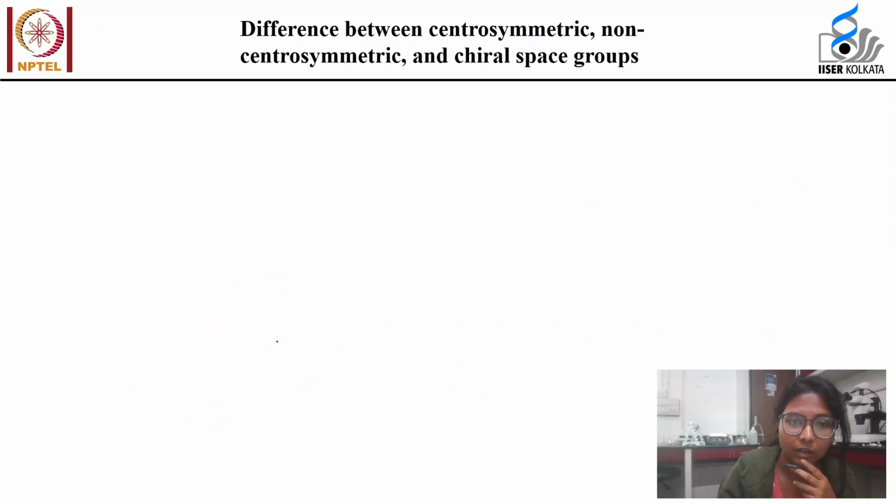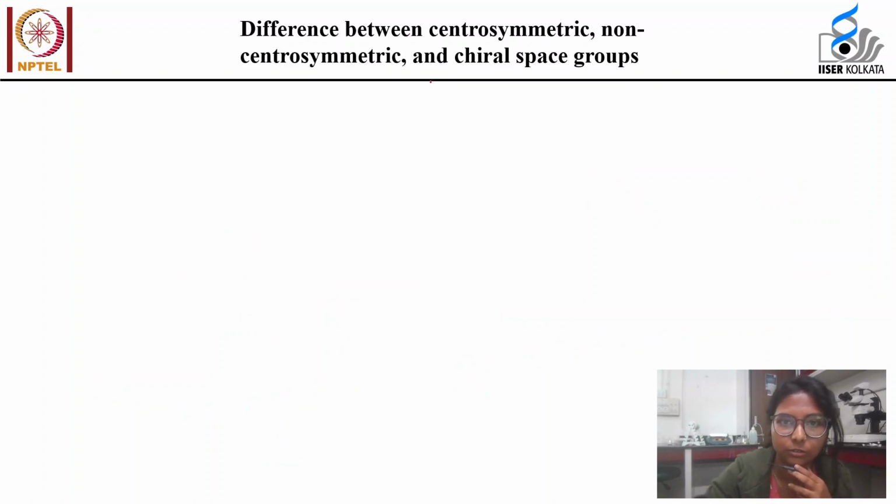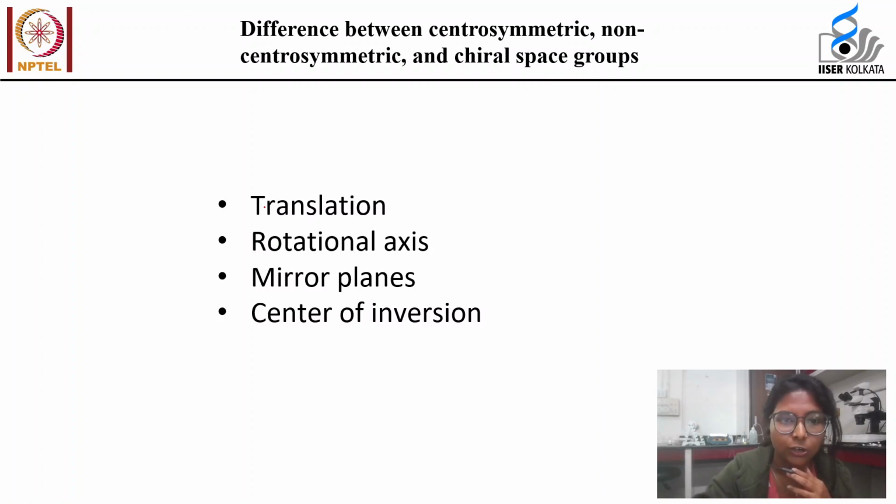So what exactly is the difference between the centrosymmetric, non-centrosymmetric, and chiral space groups? At first, let me give you some hints. In crystal systems, these are the common symmetry elements. There is translation, which is the basic symmetry element. We have rotational axes, we have mirror planes, and we have the center of inversion. So, based on these symmetry elements, can you tell me what are the differences between centrosymmetric, non-centrosymmetric and chiral space groups?